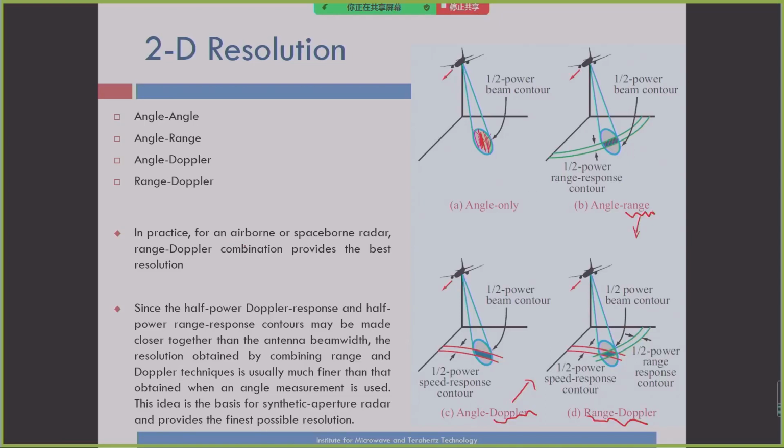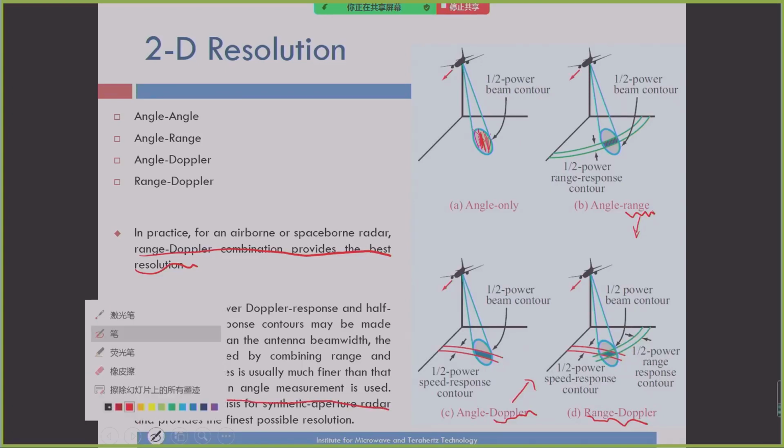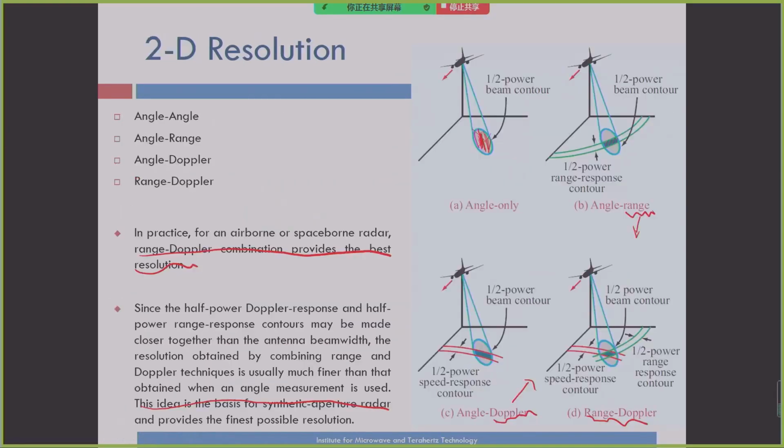So in practice, for an airborne or spaceborne radar, the range-Doppler combination provides the best resolution. Since the half power Doppler response and half power range response contours may be made closer together than the antenna beamwidth, the resolution obtained by combining range and Doppler techniques is much higher than that obtained in angular resolution. So this idea is the basis for synthetic aperture radar and provides the finest possible resolution here.